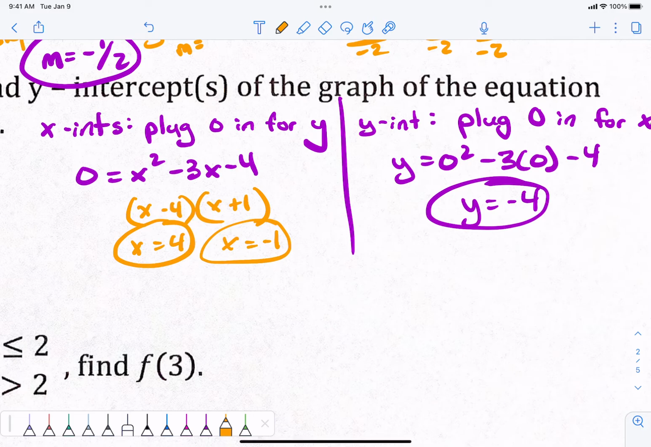Those are my x-intercepts, and that's my y-intercept. Can you ever have more than one y-intercept? If it's not a function, otherwise it wouldn't pass the vertical line test. Yes, correct. Good thoughts. I'm pausing. I'll wait for you.